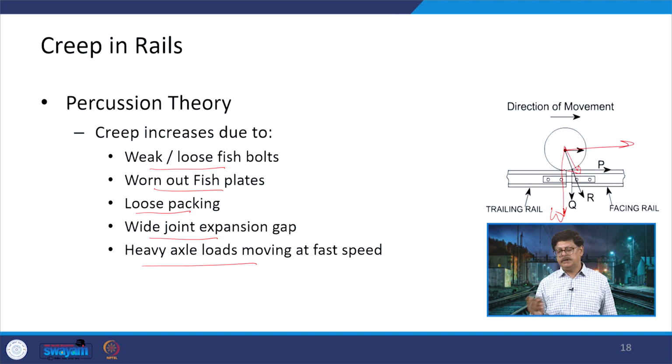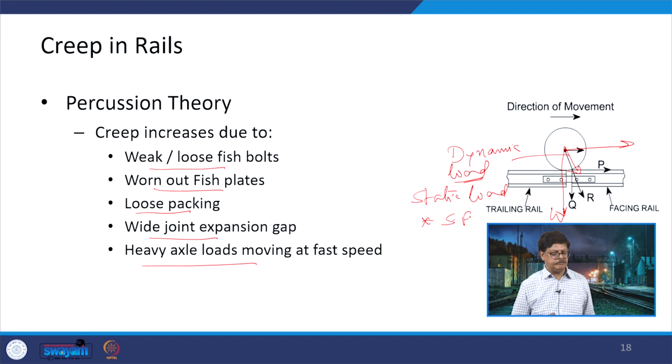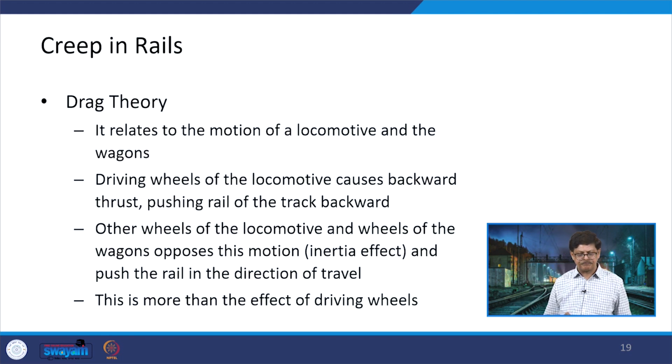strike here will become a dynamic load. So, a dynamic load strike will be there, which is a static load multiplied with the speed factor, which we have discussed previously when we talked about the stresses. The third theory is the drag theory. Now, this drag theory relates the motion of locomotive and the wagons, and it is related with the acceleration, deceleration, starting and stopping of locomotives and wagons.